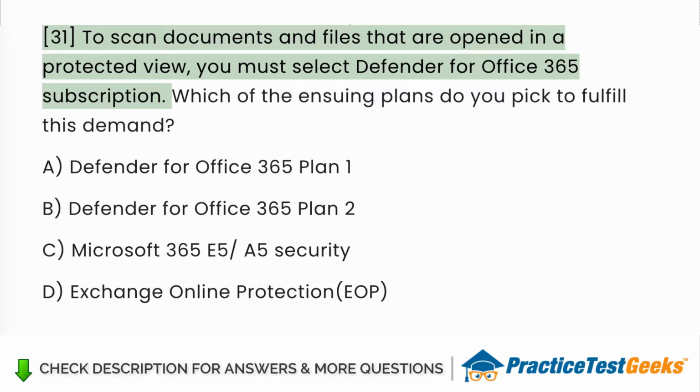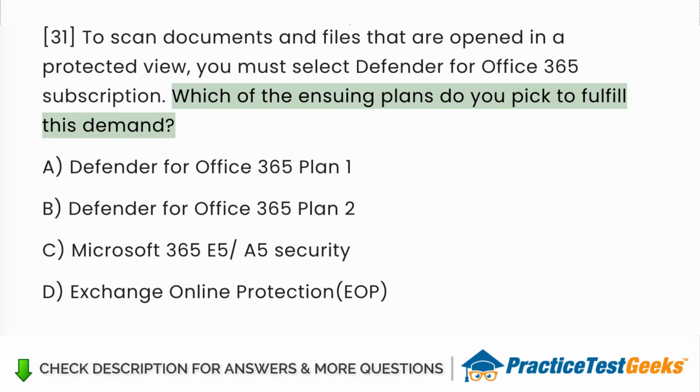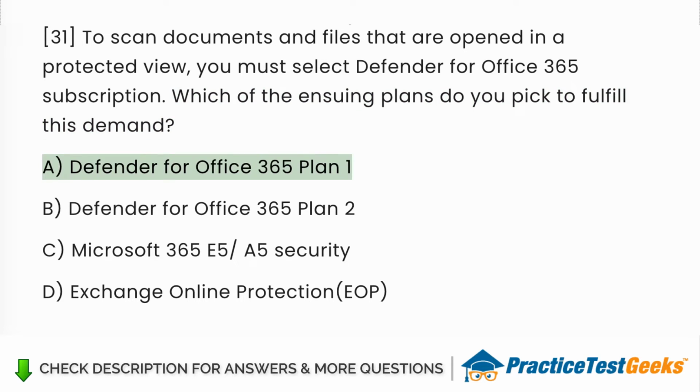To scan documents and files that are opened in a protected view, you must select a Defender for Office 365 subscription. Which of the following plans do you pick to fulfill this demand? A. Defender for Office 365 Plan 1. B. Defender for Office 365 Plan 2. C. Microsoft 365 E5/A5 Security. D. Exchange Online Protection.